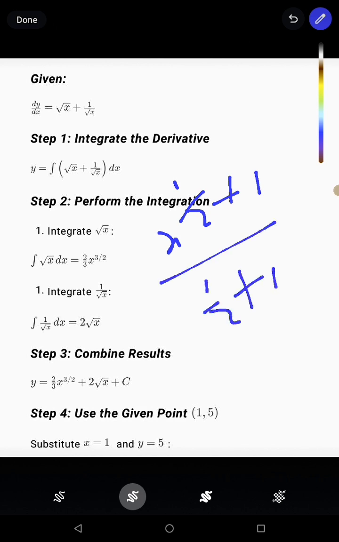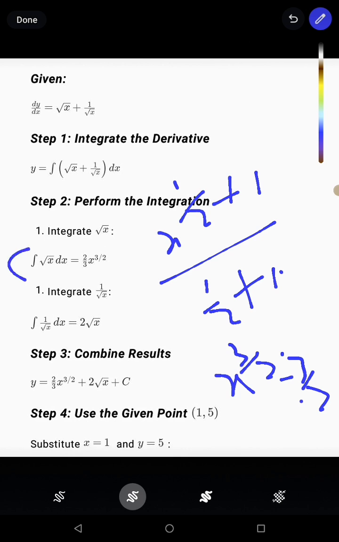Are we together here now? Half plus 1 is 3 over 2. That will be s raised to power 3 over 2, divided by 3 over 2. At the end of the day, you want to change division to multiplication. That's where we get 2 over 3. That's where we get this one from. Are we together here now?